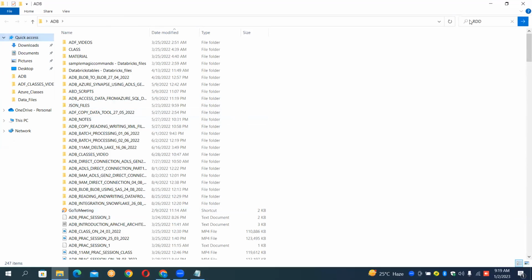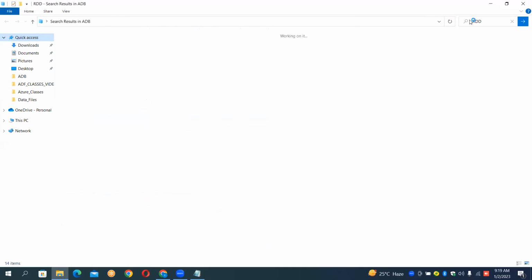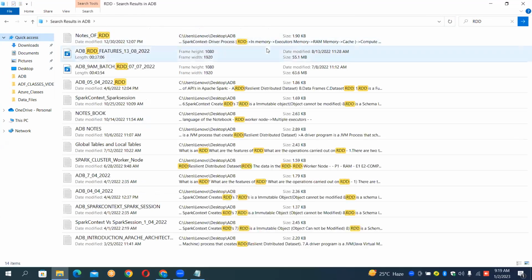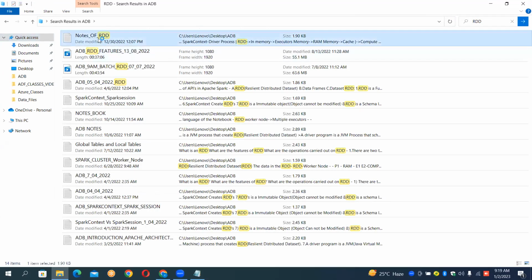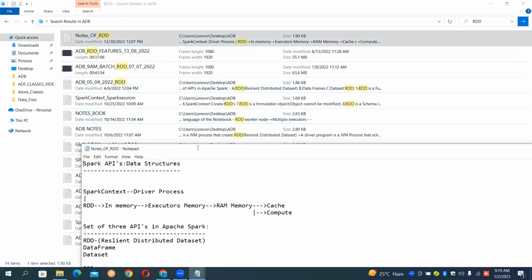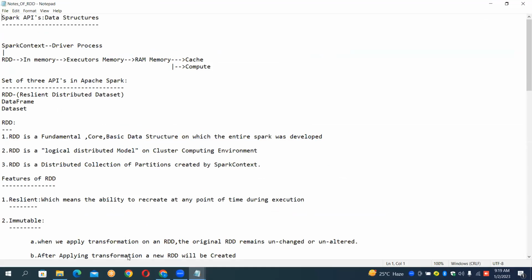Now, guys, is everyone able to see the screen? Yes. So now, all of you read this once and you will come to know. What is it? Spark API data structure. Spark context is called the driver process.